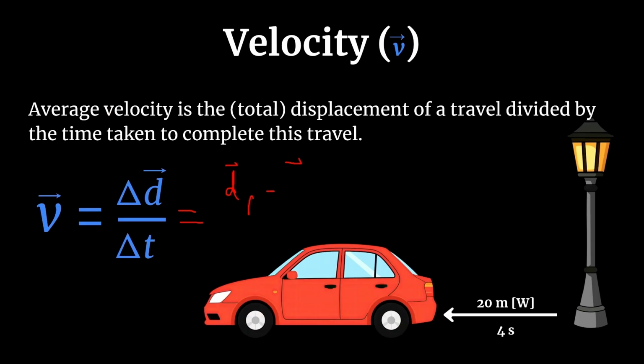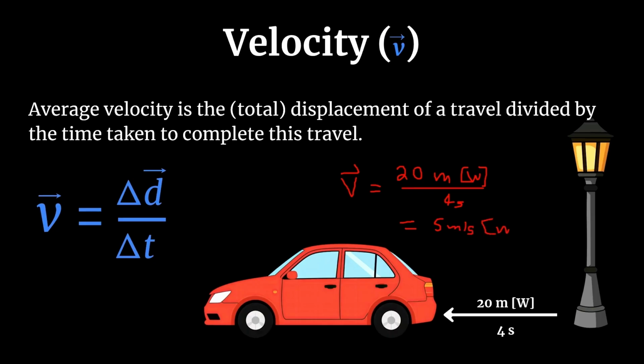And so we have some numbers down here in the bottom corner where the vehicle is moving 20 meters west in a matter of 4 seconds. And so we can solve for its velocity. So the velocity of the red car is 20 meters west divided by 4 seconds. And then you get a velocity of 5 meters per second west.